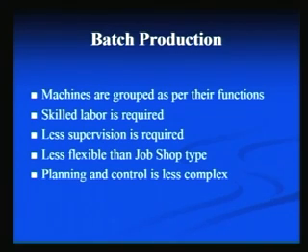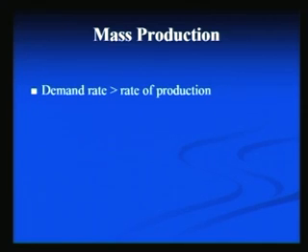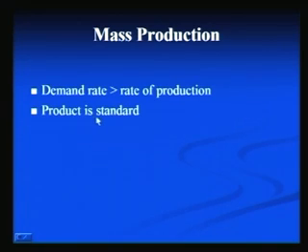Another type of system which we use is the mass production system. Here the characteristics of mass production systems are, one of them is that demand rate is greater than the rate of production. That means demand is always higher than the rate of production. So, companies have to adjust their operations in a manner that they can maximize their rate of production to satisfy the market demand. Here the product is always standard, a similar type of product is manufactured again and again for a long time.